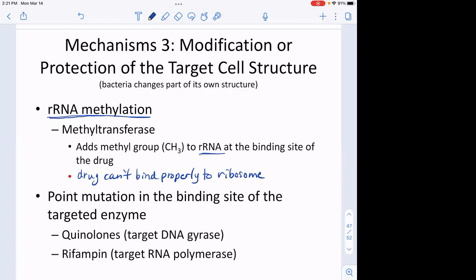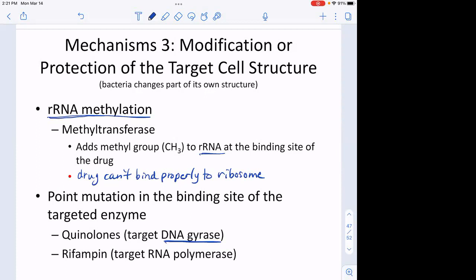And a few other examples, they found organisms that have had just a point mutation in the binding site. So for example, a point mutation in the DNA gyrase may not affect the activity of the enzyme, but it may alter the ability of the fluoroquinolone drug to bind to it. Same thing, a point mutation in the RNA polymerase. The RNA polymerase could still function perhaps with certain mutations, but then the rifampin can't bind to that enzyme anymore.